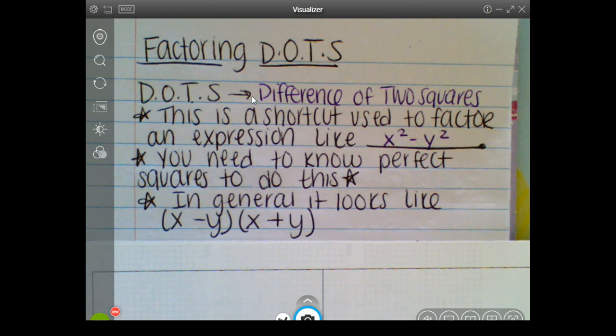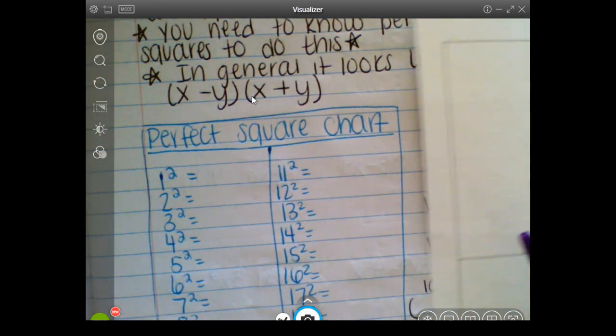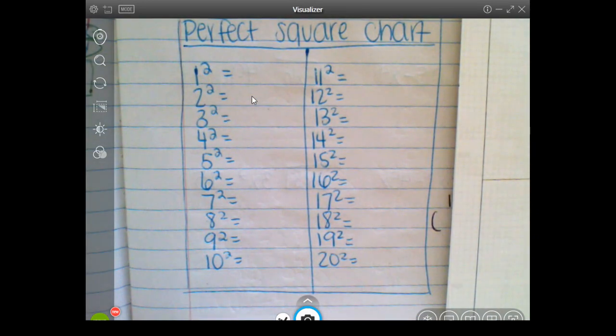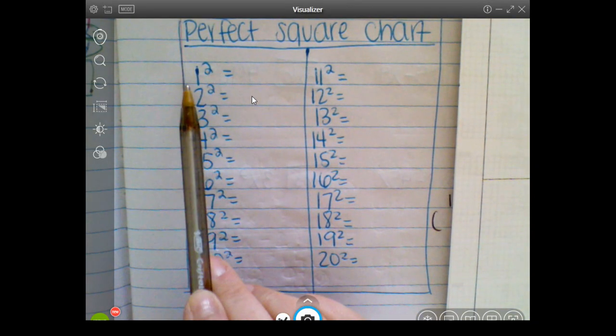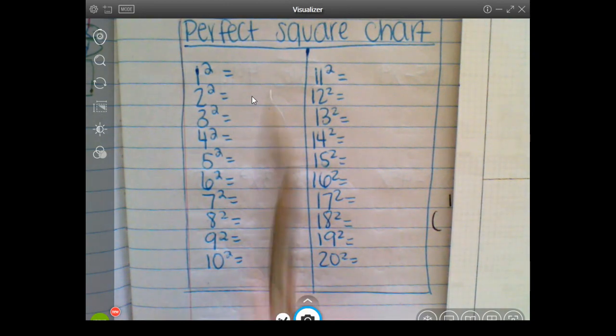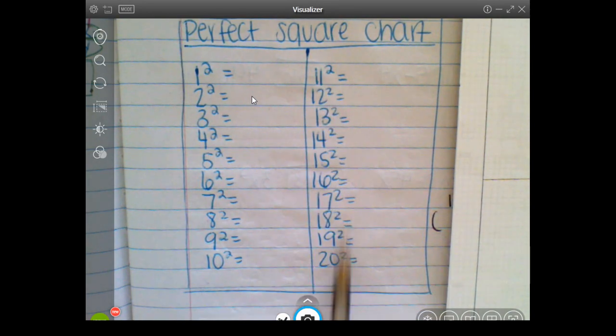So what we're going to do next is make a perfect square chart in our notebook. I only did a perfect square chart up to 20 because realistically, I don't think any problem is going to make you go higher than that. If they do, you will use your calculator. Squaring something means to have that number to the second power. It means that number times itself. The perfect squares are what we fill in. So I would pause the video and get the chart set up first before you listen to the next part.